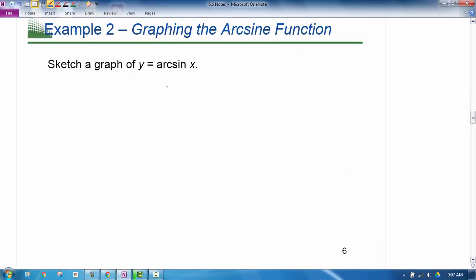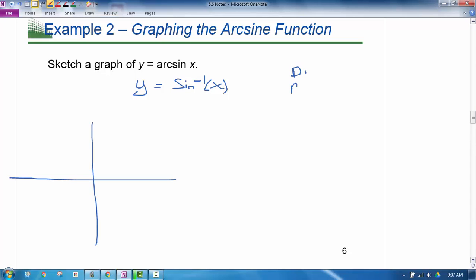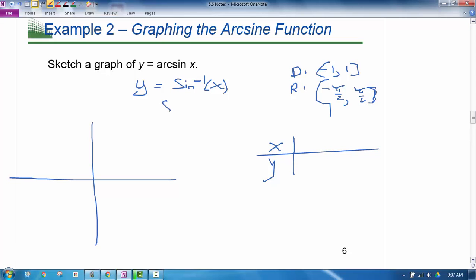Okay, so if you're going to sketch a graph of the inverse sine, I like to write this as inverse sine of x. I like to look at what the domain and range are. So the domain is -1 to 1, and the range is -pi over 2 to pi over 2. So then I can make an xy table pretty quickly, and I'm going to rewrite this as the sine of y equals x. So I'm going to use this to make a quick table.